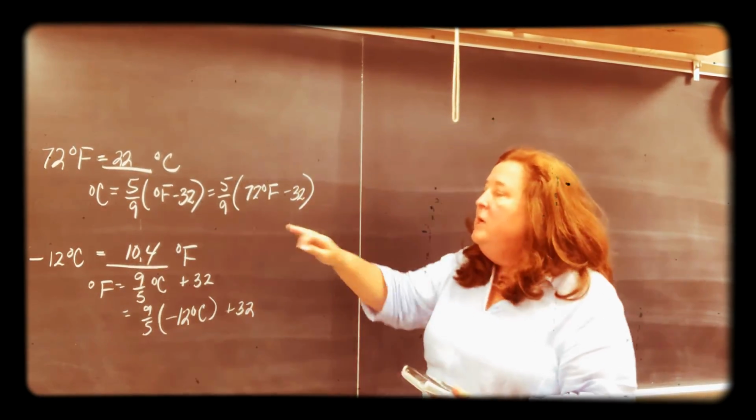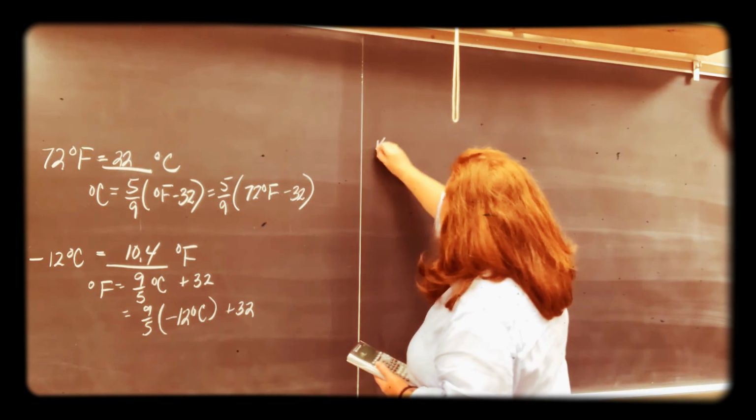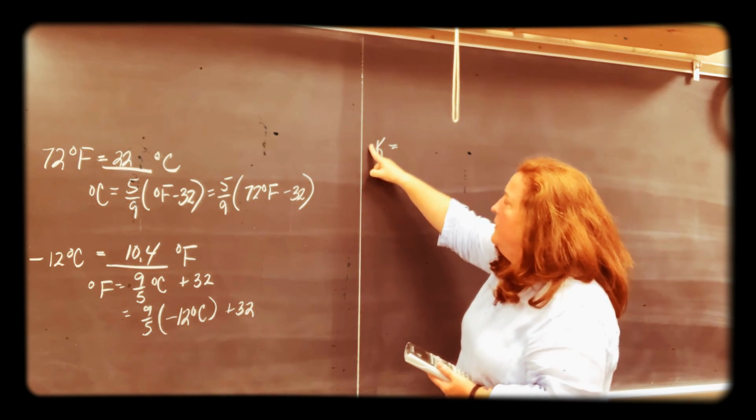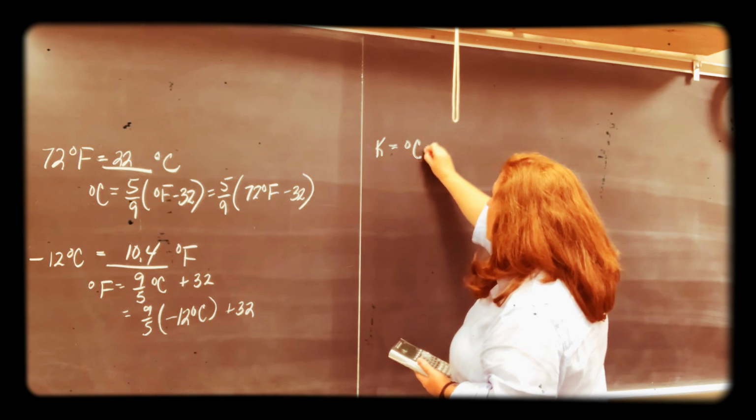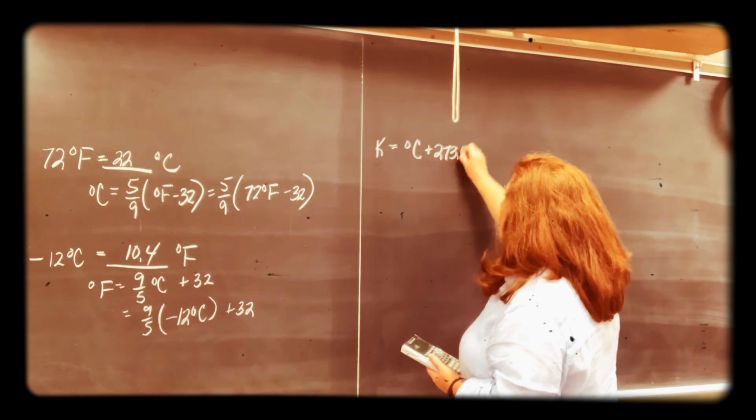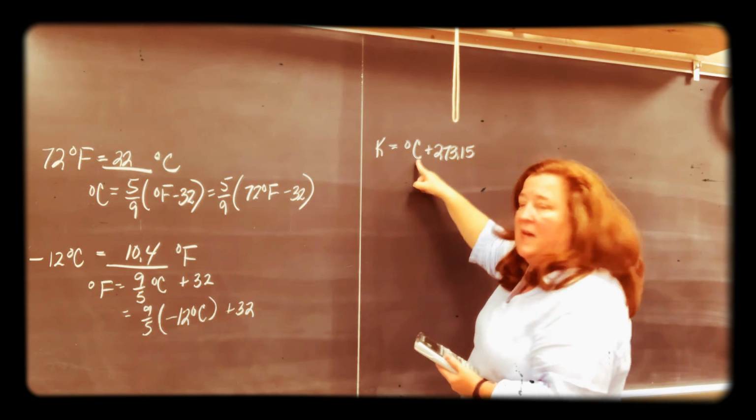So that we can change to Kelvin. In order to use the Kelvin temperature scale, Kelvin, notice there's no degree symbol. If there isn't one for Kelvin, they're called increments. You're going to take the Celsius temperature and you're always going to add 273.15. So you have to have a Celsius temperature.